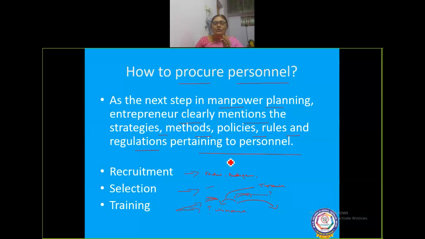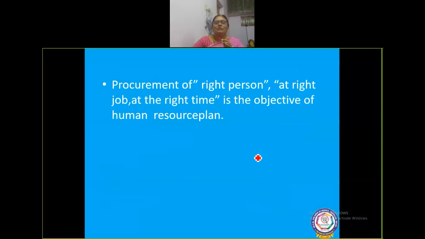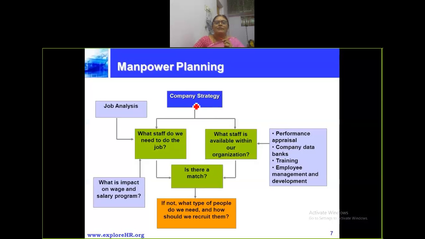So before you start a business, you should definitely plan your manpower. It is one of the most important components in your business plan. Procurement of the right person for the right job at the right time is the objective of the human resource plan. Right. So manpower planning, your company strategy: what staff do we need to do the job? What staff is available within our organization?